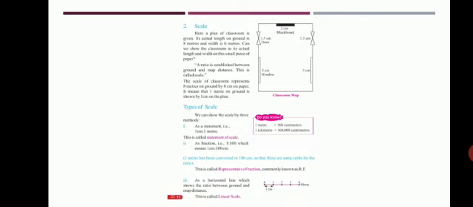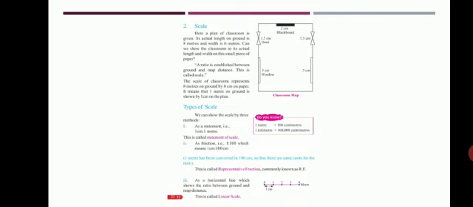Now, what are the types of scales? The scales can be described with three methods. One is called a statement: 1 centimeter is equal to 1 meter. This is called the statement of the scale.